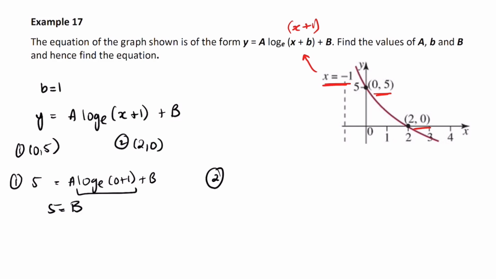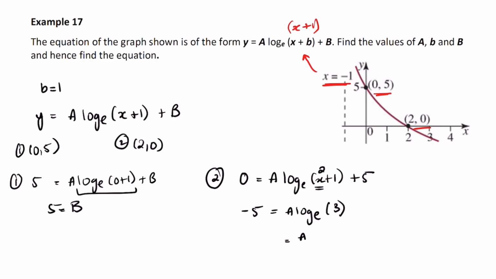And then for 2, I can go ahead and substitute in the values again. That'll be log e x plus 1, and I know that b is equal to 5, so I can put that in. And from there, I can solve for a straight away. So first of all, I'll take the negative 5 over. In fact, I didn't actually sub in what the value of x should be, which would be 2. So I'm just going to put that in. So 2 plus 1 is 3. And now I can divide both sides by log e3.